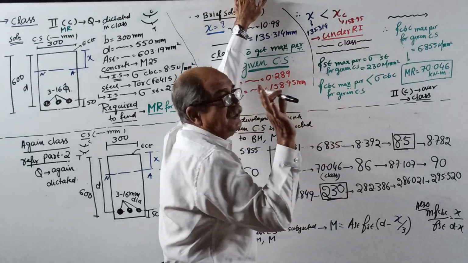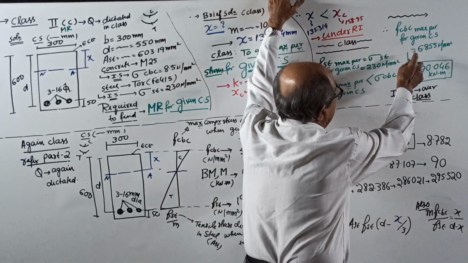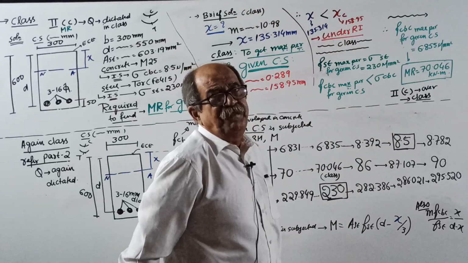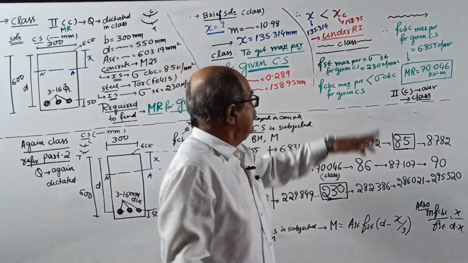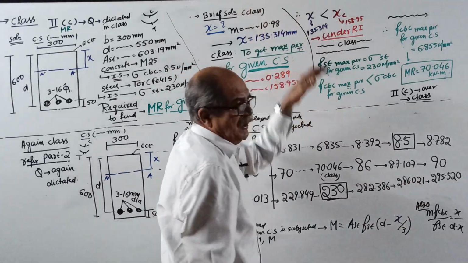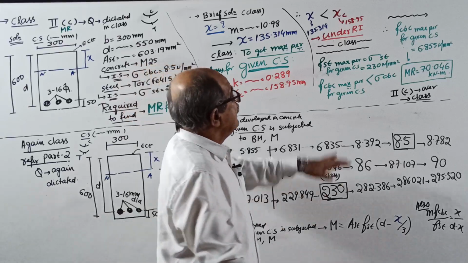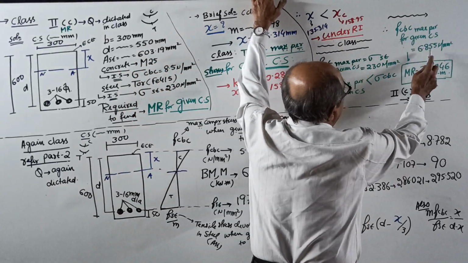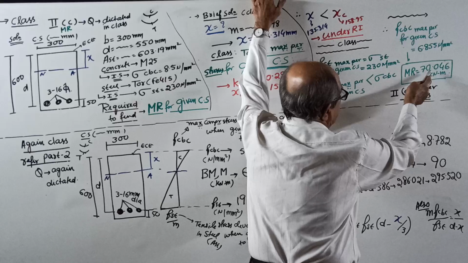How, don't ask me. I already told how to get it. Corresponding to FST equal to sigma ST, using the equation m FCBC by FST equal to x by (d minus x), get FCBC permissible 6.855. MR will come the same.